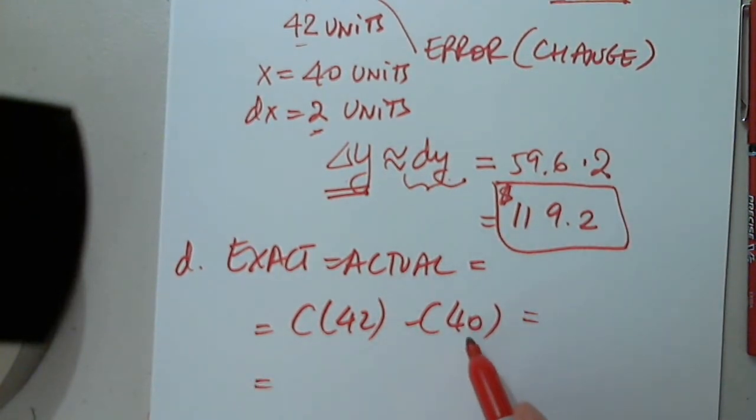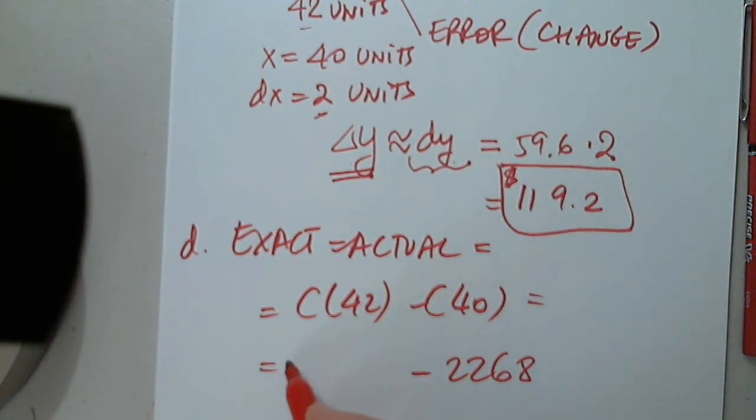Well, I have C of 40, 2268. That's why I wanted to have the function in there. Who knows what they come up with? Okay, and now I want 42. Only the cost. Here it is, 2388.576. Fine.